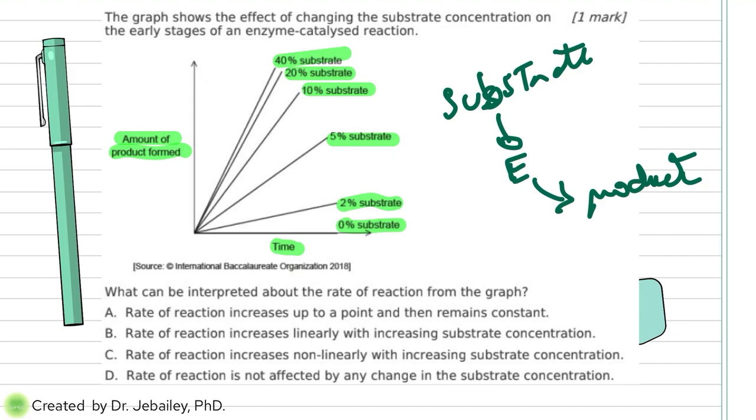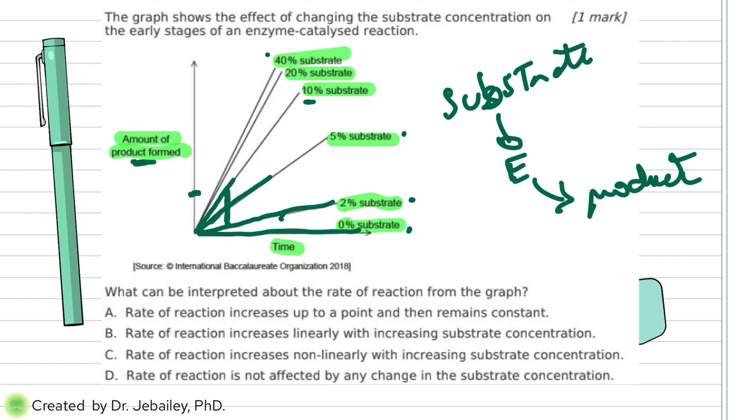Now the graph shows the effect of changing the substrate concentration on an early stage of the enzyme-catalyzed reaction. So you can see there was 40%, 20, 10, 5, 2, or 0% of substrate. And what would that cause when it comes to the product formed? For example, if you don't put any substrate, obviously no product is formed. If you put 2% of substrate, the amount of product will start to rise, but very slowly. If you put 5, there's going to be a lot more product in the beginning, right? Compared to number 2, agree? So you have a lot more than here. You can compare it this way. If you have 10%, it's definitely going to have a lot more.